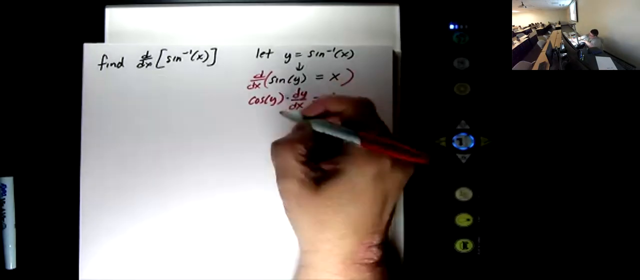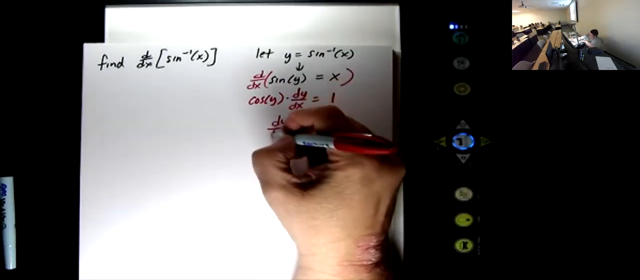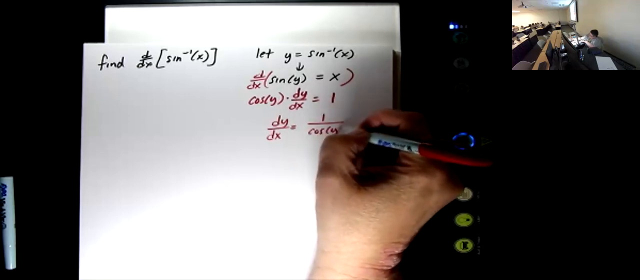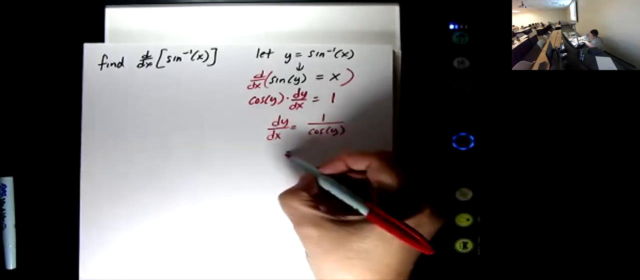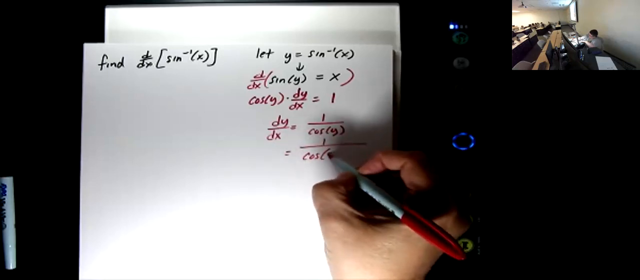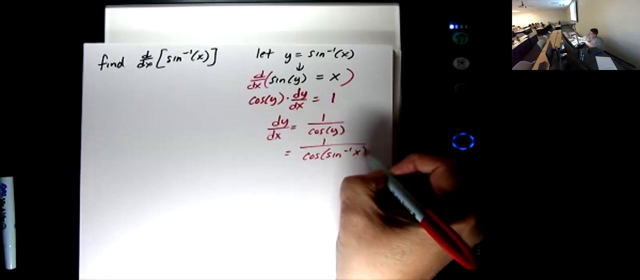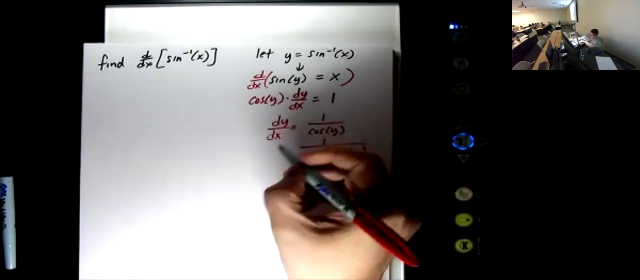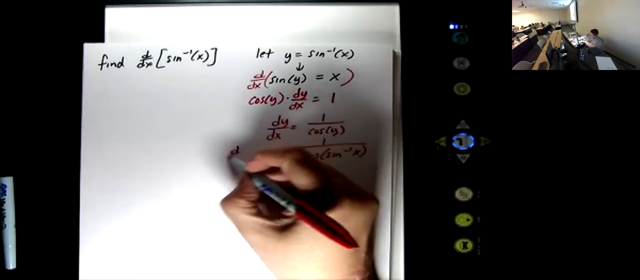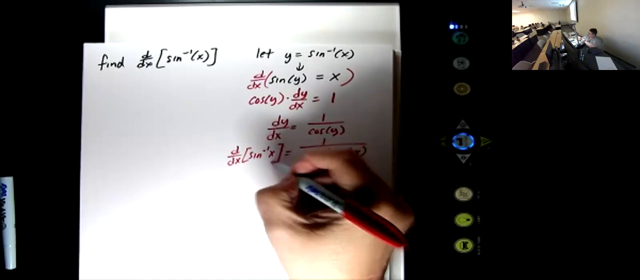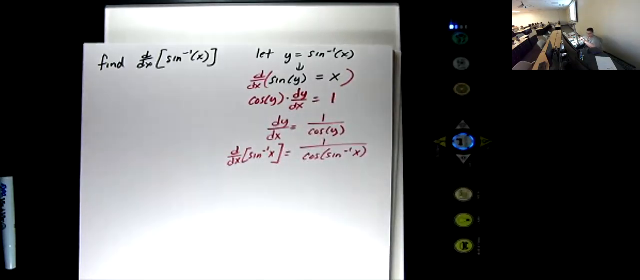So dy/dx is 1 over cosine y. And cosine of y is sine inverse x. So that's d/dx of sine inverse x. But that cleans up. I'm not going to leave it like that.